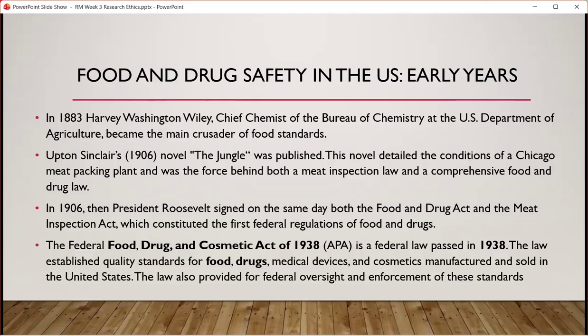In 1938, the Federal Food, Drug, and Cosmetic Act of 1938 passed. This law established quality standards for food, drugs, medical devices, and cosmetics manufactured and sold in the United States. And this also provided for federal oversight and enforcement of these standards.